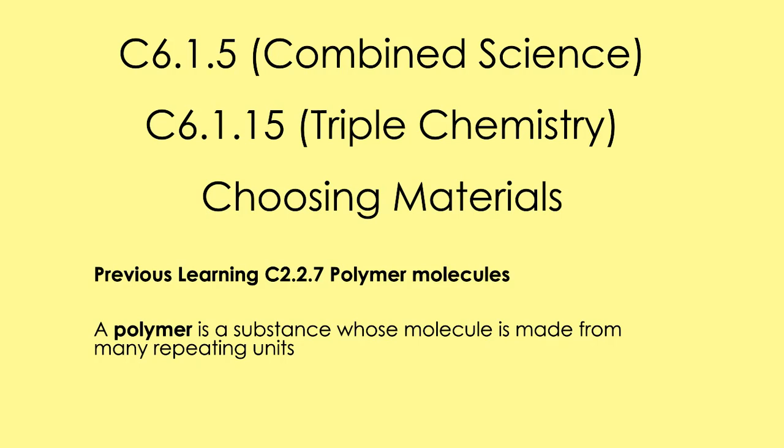Before we start, what do we need to know from previous lessons? We're going to talk about polymers in this lesson. If we think back to C2.2.7, polymer molecules, we learned that a polymer is a substance whose molecule is made from many repeating units. Before we start, if you're watching the interactive version of this video, there should be 5 quiz questions coming up in a second. Once you've done that, we'll go on to the new learning.